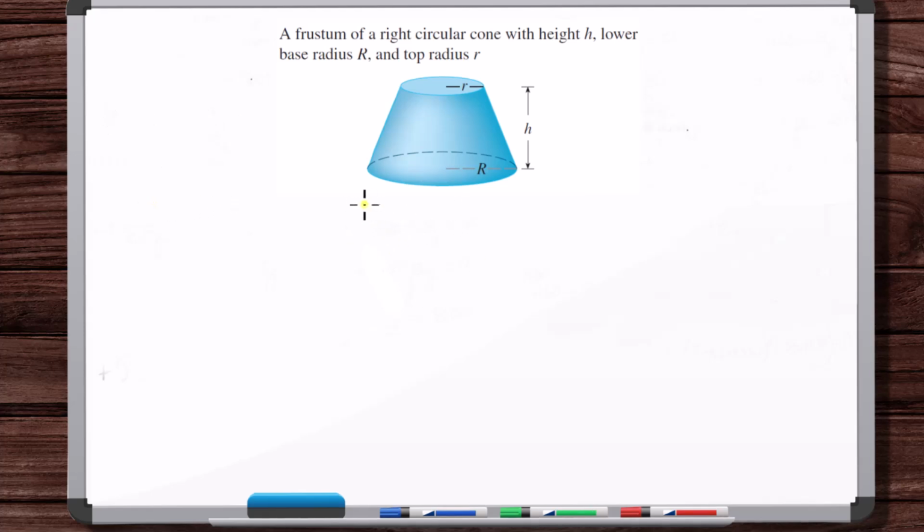For each problem, we're going to be given a solid, and we want to find the volume of that solid. Here we want to find the volume of a frustum of a right circular cone with height h, lower base radius capital R, and top radius lowercase r. The main challenge is finding that cross-sectional area formula. You want to choose the independent variable axis, or think about how you're orienting the solid along the independent variable axis, that's most helpful for finding that cross-sectional area formula.